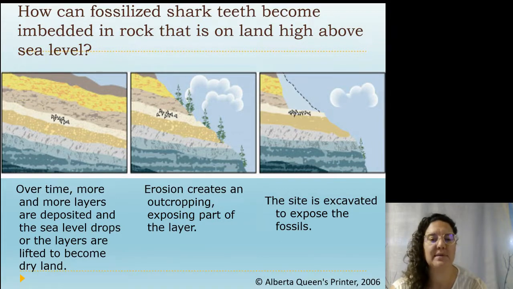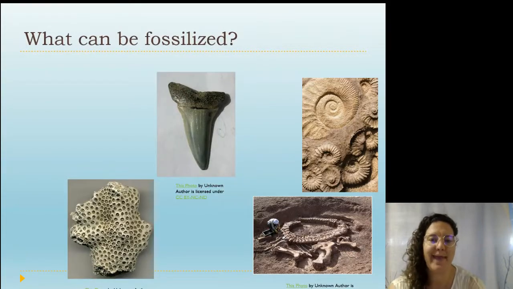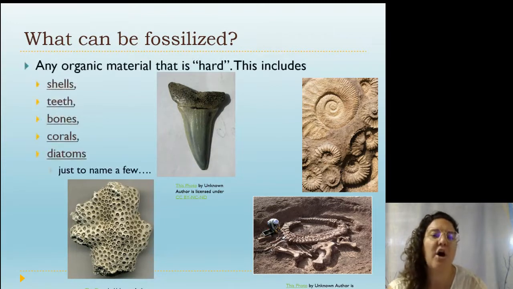And then the site would be excavated to expose the fossils. So we can see, based on the different layers, the relative age of the fossils, and then through geological processes, those fossils are visible. So what can be fossilized? Anything that is hard matter, which would include shells, teeth, bones, corals, and even diatoms. So any of these can become fossilized.